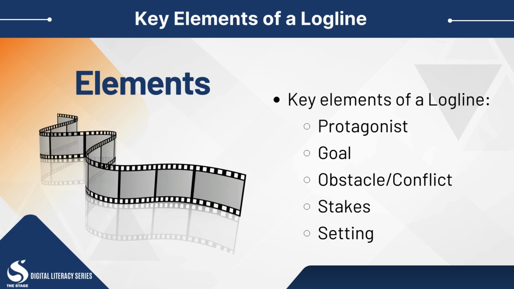So let's jump into the key elements of it. Now, when creating a logline, it's important to do a number of things. One thing you need to do is include the protagonist. That's the hero of the story. That's that main character. You must have that protagonist in that logline. Then, what is their goal? What are they trying to accomplish? Next, the obstacle or the conflict that they face. What is it that they're going up against? What are they trying to overcome? What are they trying to conquer? And with that, also the stakes that are involved.